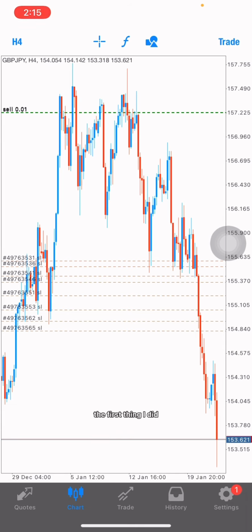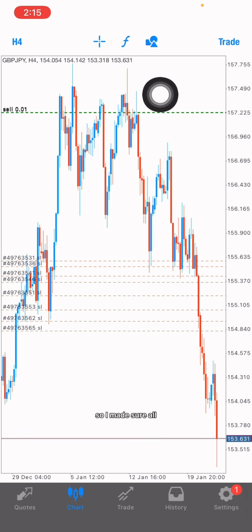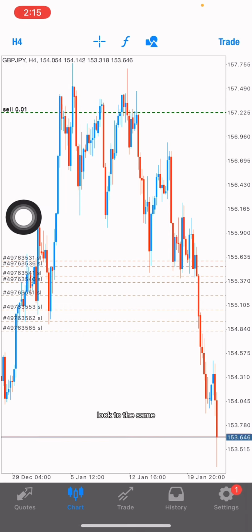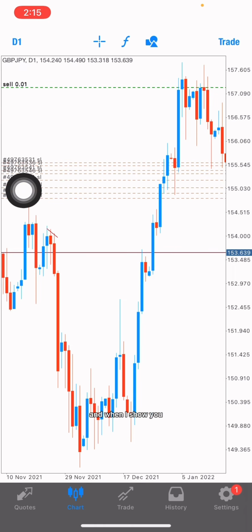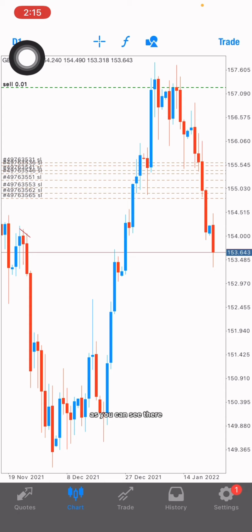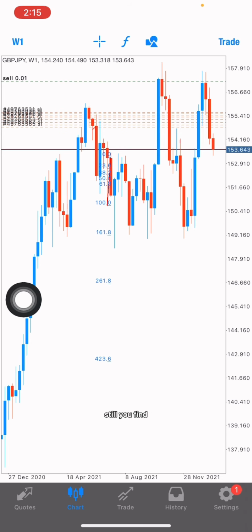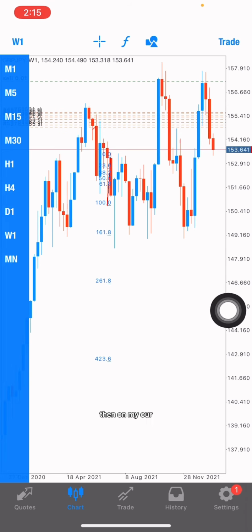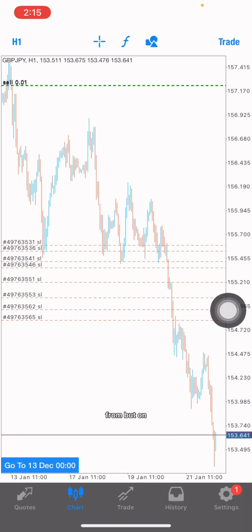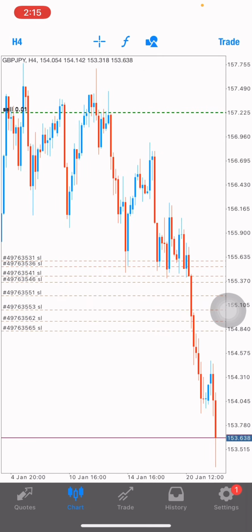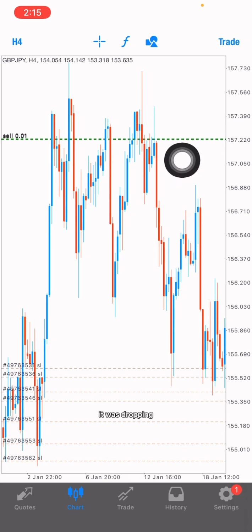As I've told you, the first thing I did was to look at all time frames. If you're trading the 4-hour time frame like me, I looked at the 4-hour time frame, how it looked. I looked at the daily time frame and weekly time frame. I just made sure all these 3 time frames looked the same. This is my daily time frame, as you can see there. You can see the market is just the same. When I come to the weekly time frame, still you find the same thing. Then on my 4-hour time frame, the market was still showing the same signs that it was dropping.